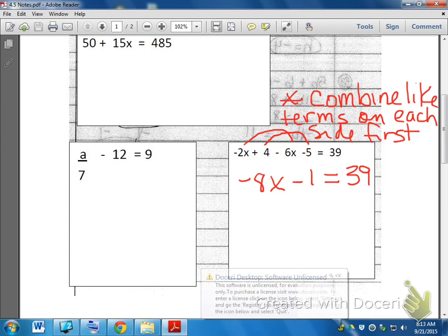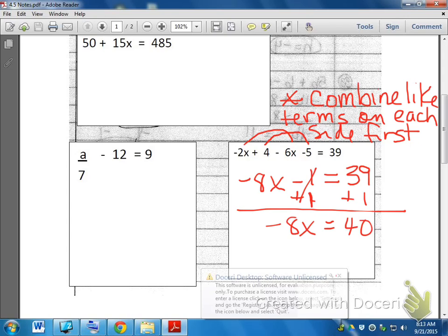And now I'm ready to go. I've got all the like terms together on the left, and there weren't any on the right really. So I look at the side with the variable, which is the left. What's the constant term by itself on the left? 1. Okay, and it's a minus in front of it, so to make it go away, would I add 1 or subtract 1? Add. Yep, so you add 1 here and you add 1 here. 40. And that's a 40. So negative 8x, the ones are gone, equals 40.